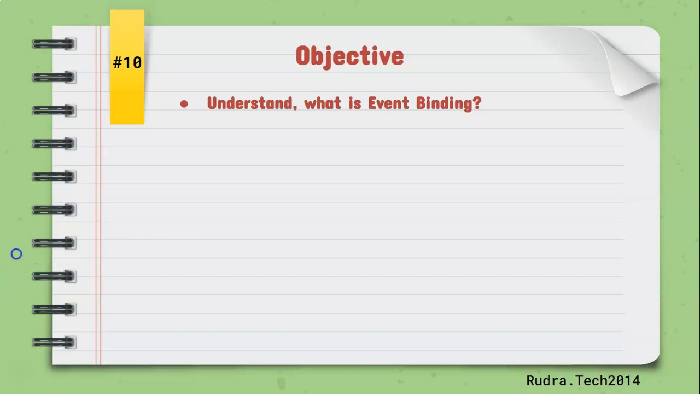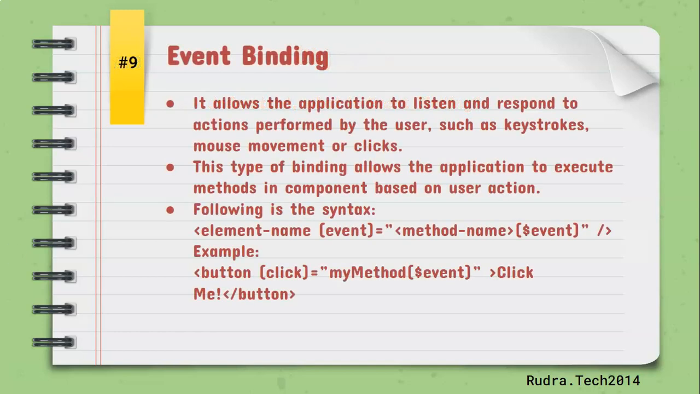The objective of this video is to understand what event binding is and how to use it. Event binding allows the application to listen and respond to the actions performed by the user, such as keystrokes, mouse events, or clicks. That is the mouse click.